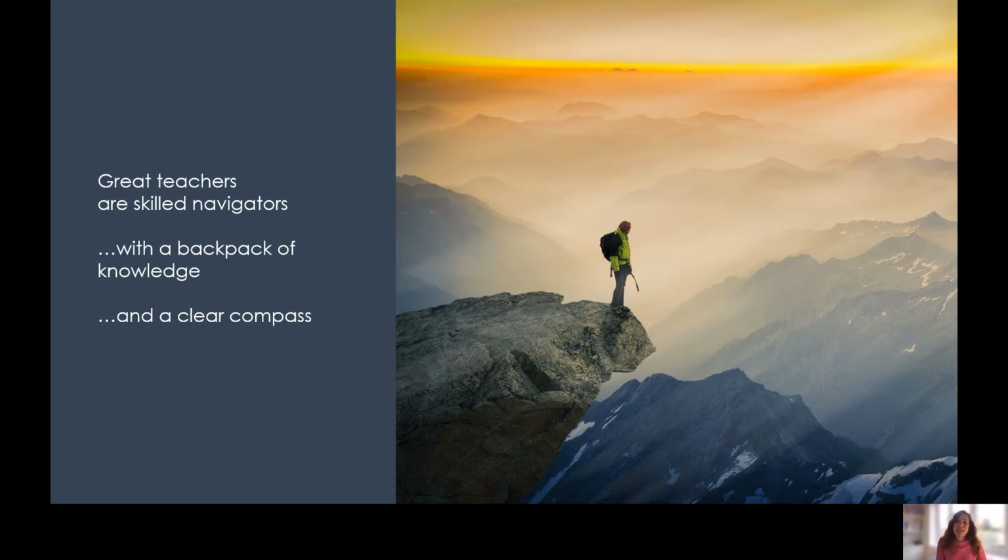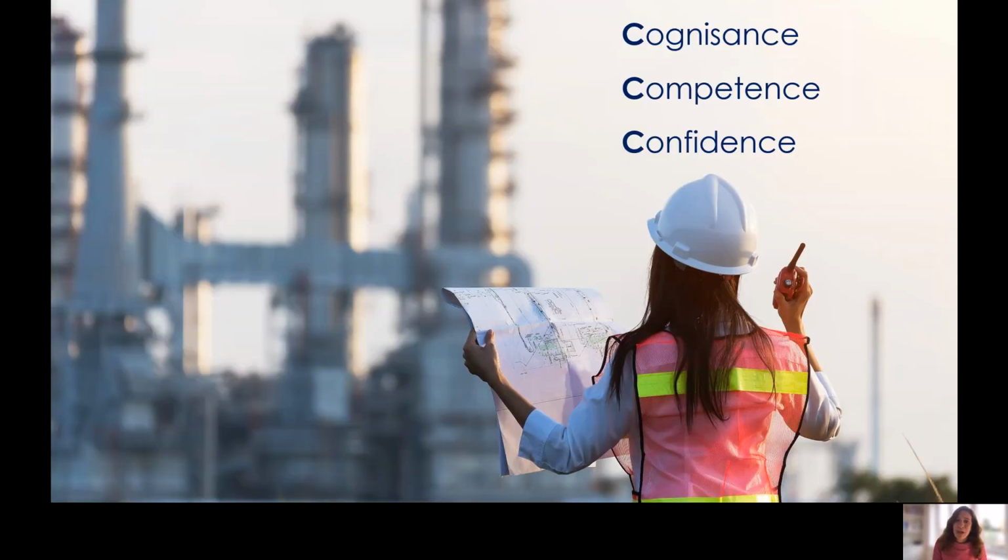It's because they navigate teaching and learning with a backpack of knowledge: subject knowledge, pedagogical knowledge, and subject pedagogical knowledge. But more than that, they are skilled navigators who know where they are going, why they are going there, and how they're going to get there. Those teachers have knowledge that's the result of something called the 3 C's.